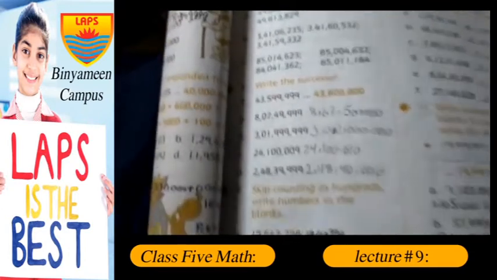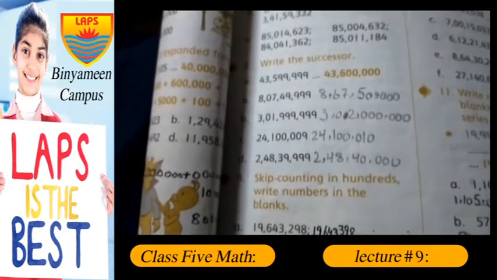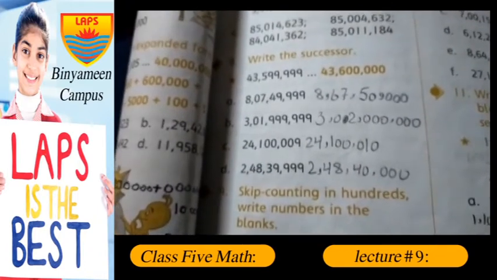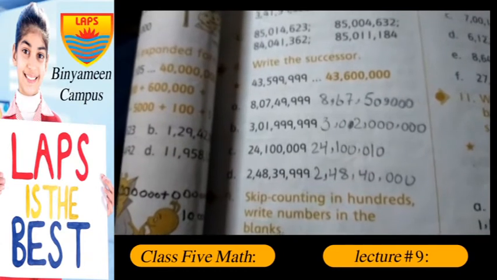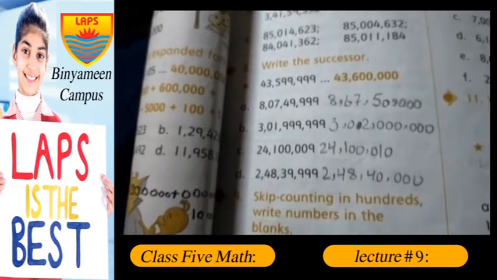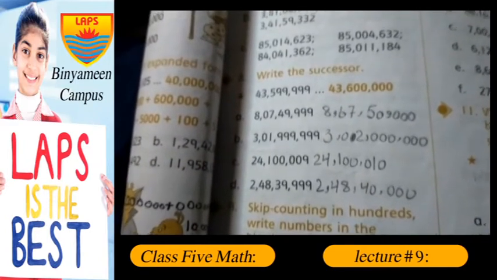Then write the successor. Already I have told you that successor value means you add one to the value. For example, 43,599,999. Then you add the one, it becomes 43,600,000.